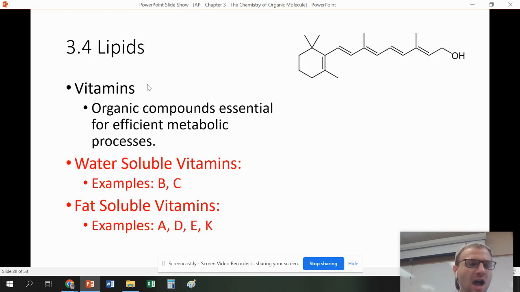Okay, one more. We have vitamins. I very briefly go over vitamins. I don't talk too much about vitamins in here, but basically this is another type of lipid. It's mostly hydrophobic. I just throw this in here to say, hey, we talked about it. But there are different organic molecules that help with different metabolic processes.